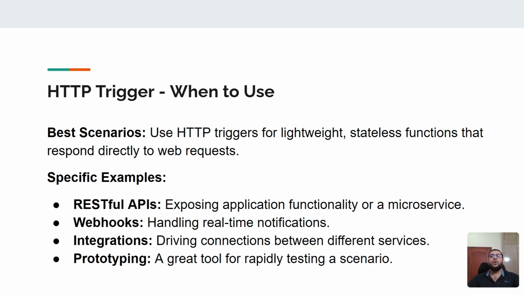So, a few questions, like when to use an HTTP trigger. This is a very common question. Use an HTTP trigger for lightweight, stateless functions that respond directly to a web request. For example, if you have a REST API, you can use the HTTP trigger. Webhooks handle real-time notification integration, like drawing a connection between different services, and you can also use it in case of prototyping. So these are some use cases.